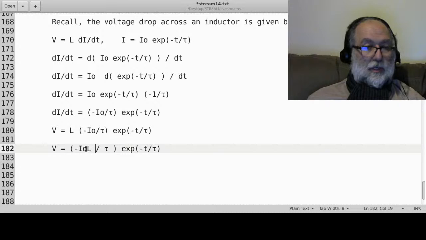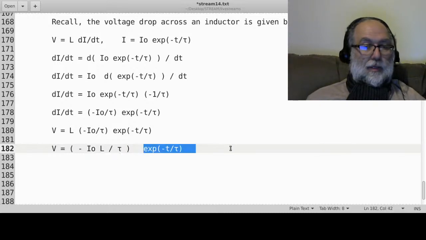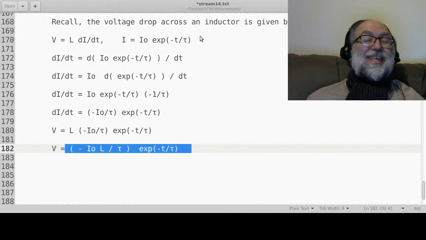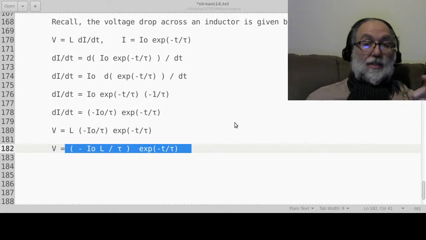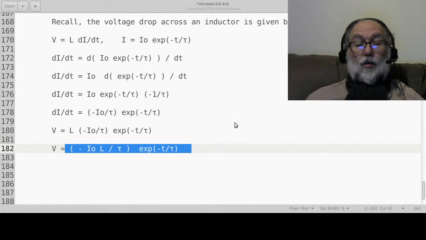Let me just space that out a little bit so you can see all the pieces. So here's the constant that's out in front. So it's I naught, the initial current, multiplied by the inductance divided by tau, and then multiplied by the exponential decay factor. Okay, so there you go. There's the expression for the voltage drop across the inductor, the instantaneous voltage drop across the inductor as this current winds down.